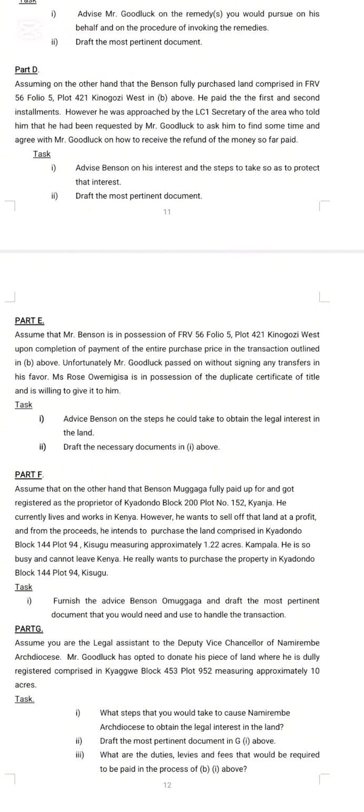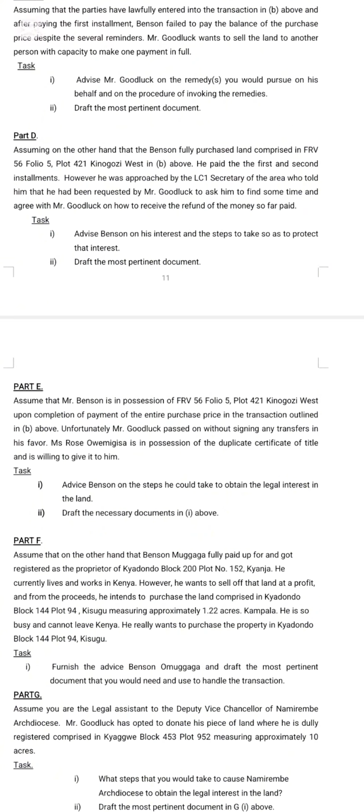So basically you can see here that Benson has what we call an equitable interest. So that basically means that Benson can do what? Can lodge a caveat on the land to prohibit any other further dealings. So the most pertinent document here would be, of course, you have to also sue. You have to also sue for specific performance.